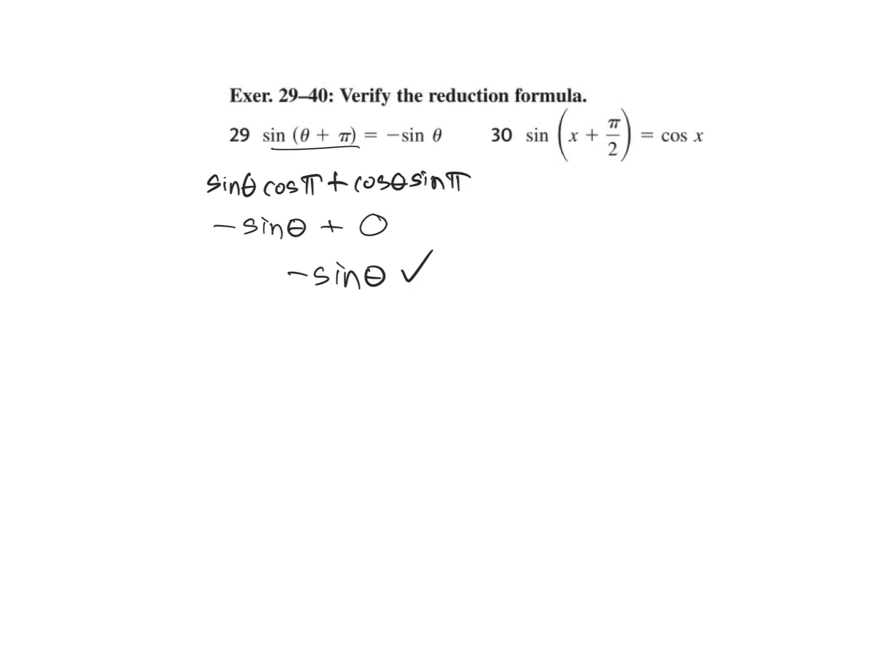All right, number 30. Addition again. So the sine of x cosine of pi over 2 plus cosine of x sine of pi over 2.